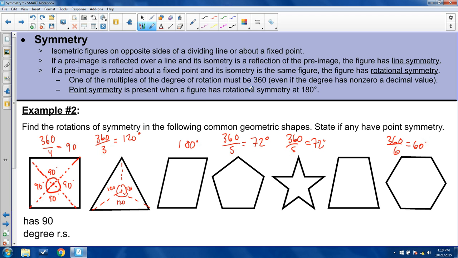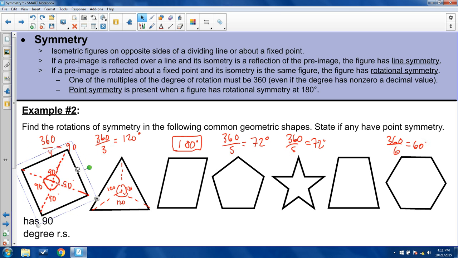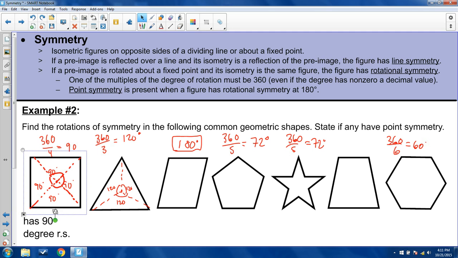Now, state if any have point symmetry. Now, point symmetry is present when a figure has rotational symmetry at 180 degrees. Now, you might say, oh, okay, well, this one has point symmetry, and you'd be right, this does have point symmetry. But just because the rotational symmetry of the object, the smallest angle of rotation, is 180 degrees, doesn't mean those are the only ones with point symmetry. Take a look at the square, for example. I can rotate at 180 degrees and still have symmetry. Oh, that was kind of cool. I can rotate at 180 degrees and still have symmetry. Therefore, a square has point symmetry.